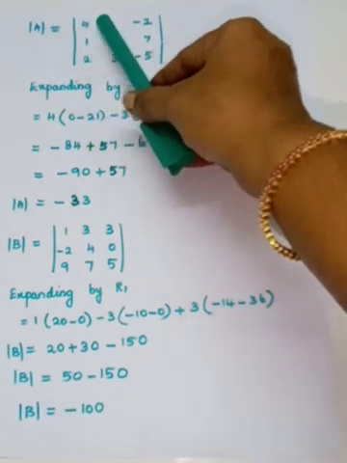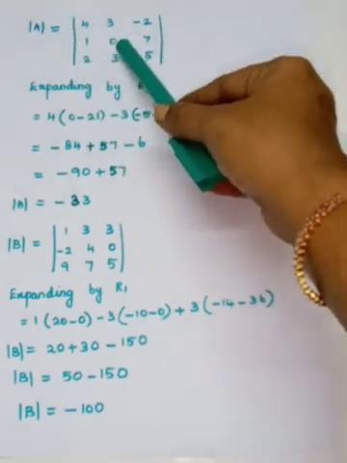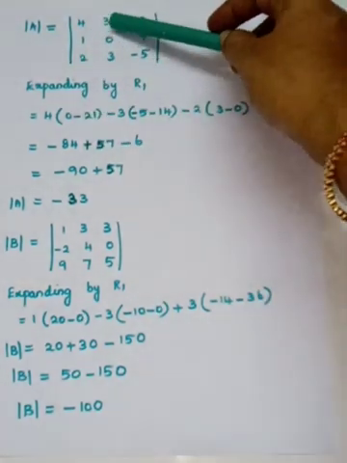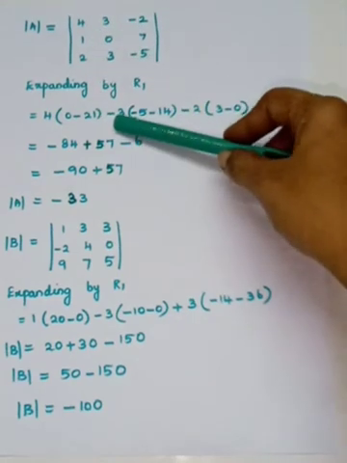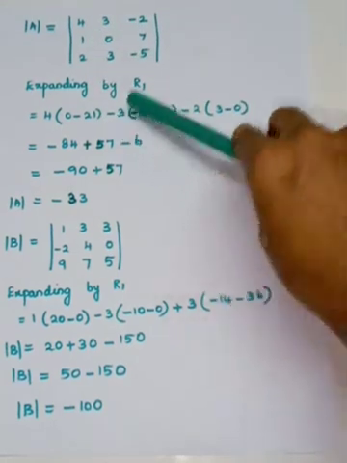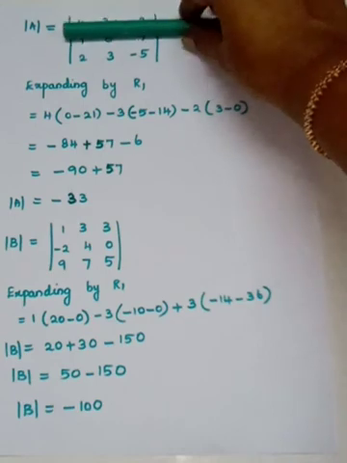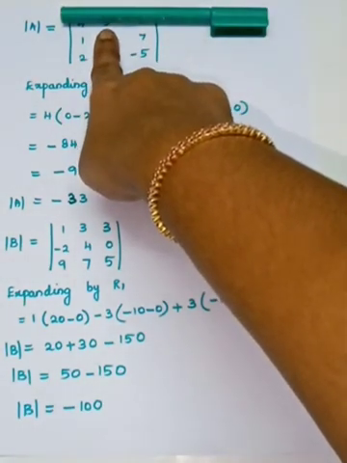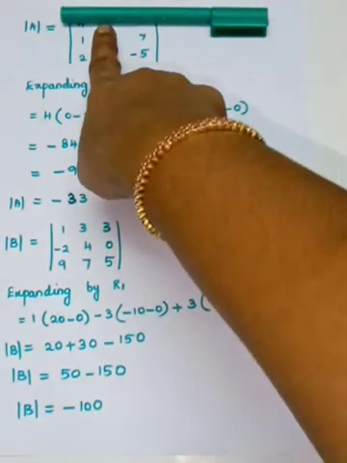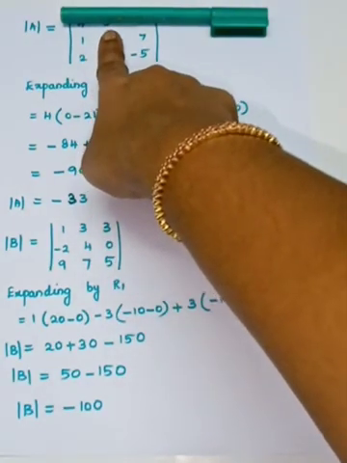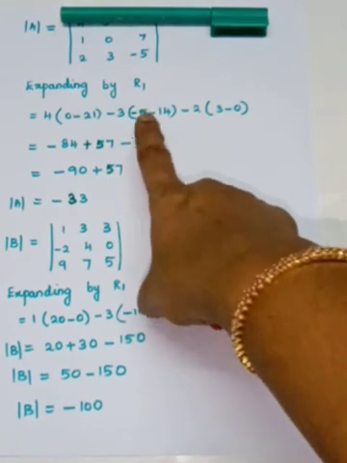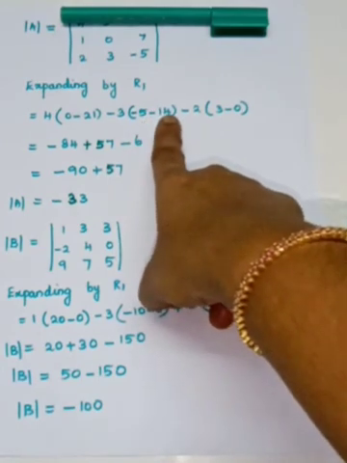So 4 into, delete the first row, first column, 0 minus 21. So when you go to the second element, you have to change the sign. So plus 3, you will have written as minus 3. Delete the first row and the second column. So 1 into minus 5 is minus 5 is written. In between you have to write minus. 2 into 7 is 14. In between you have to write minus. So it will become minus 14.